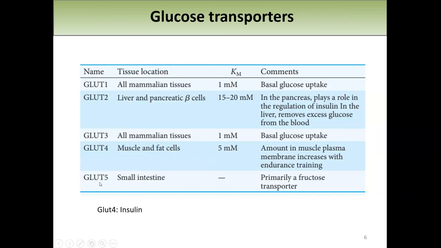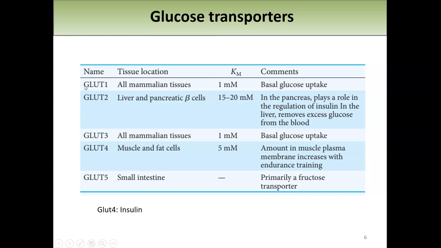How about GLUT5? GLUT5 is involved in transporting fructose, as I showed you in the previous slide. Regarding the GLUTs, here you see information about the Km. You know that Km represents the affinity. The lower the Km is, the more tendency the GLUT has to take up the glucose.